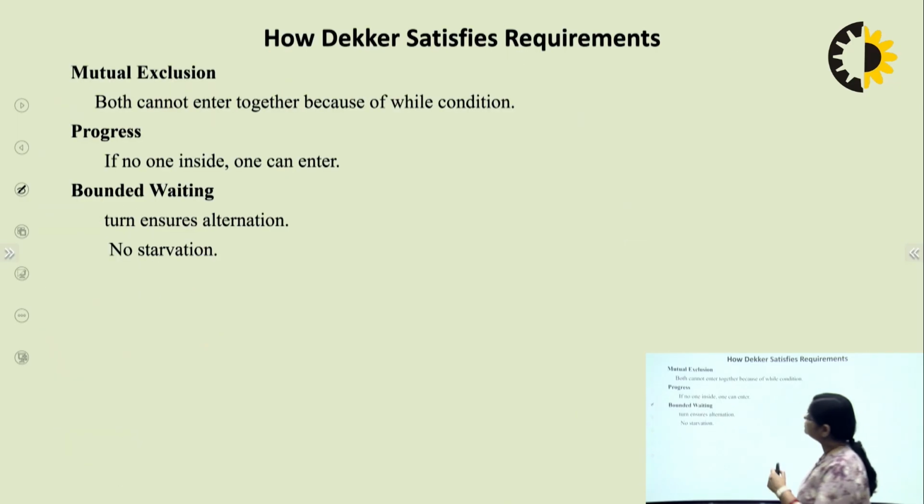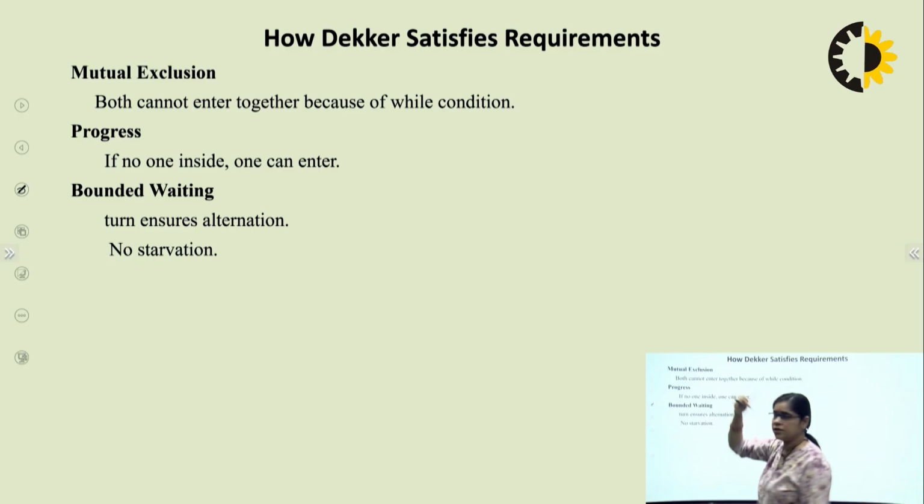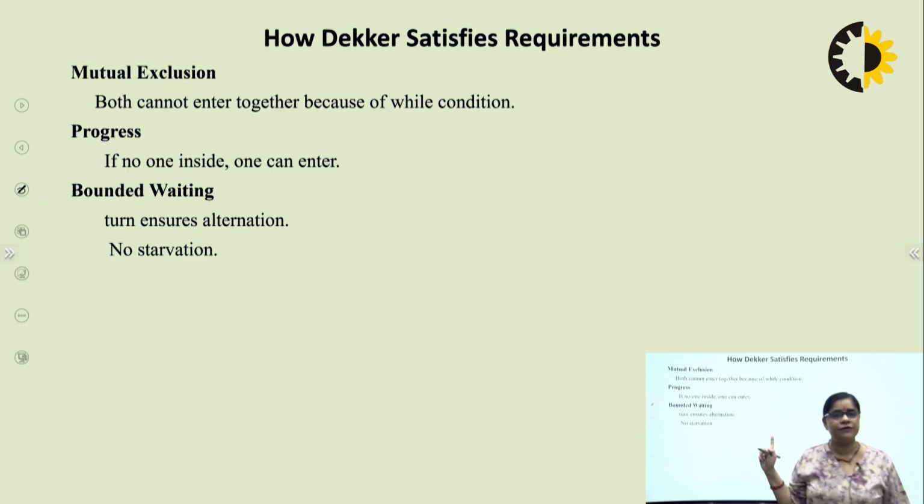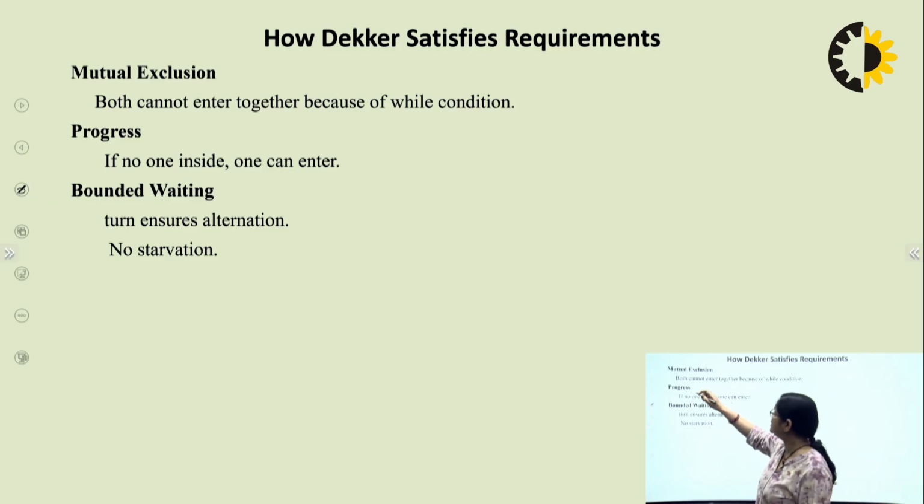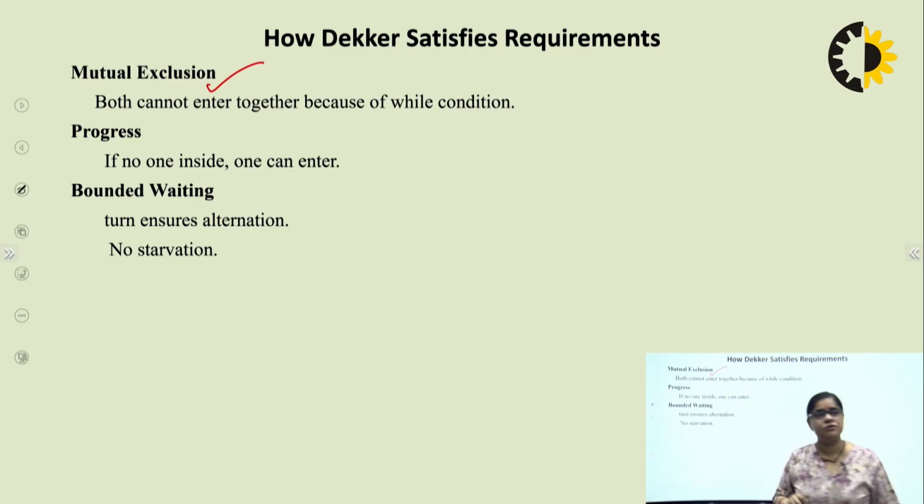Now, we have understood the pseudo code. Now how does Dekker's satisfy the requirements? Again I am saying, for the critical section there are 3 parts, right? First, mutual exclusion. In the previous pseudo code you have seen that both cannot enter together because of the while condition. We are using the while condition, and it means that both cannot enter together. It means it is satisfying mutual exclusion.